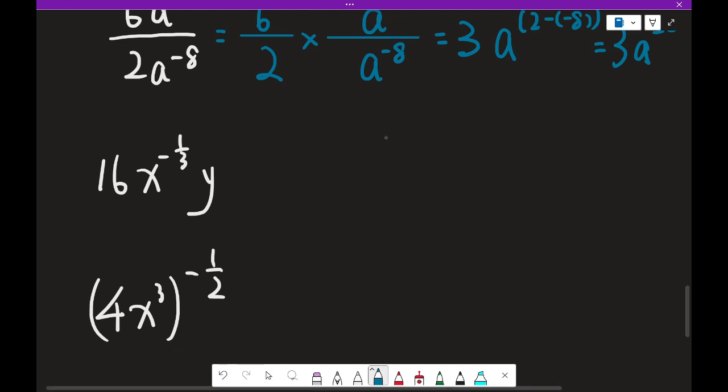Next, 16 x to the power of negative 1 over 3 times y. So we cannot do any further simplification for 16, nor y. So we only need to deal with this x. So let me rearrange this, times x to the power of negative 1 over 3. So we leave this 16y outside here.